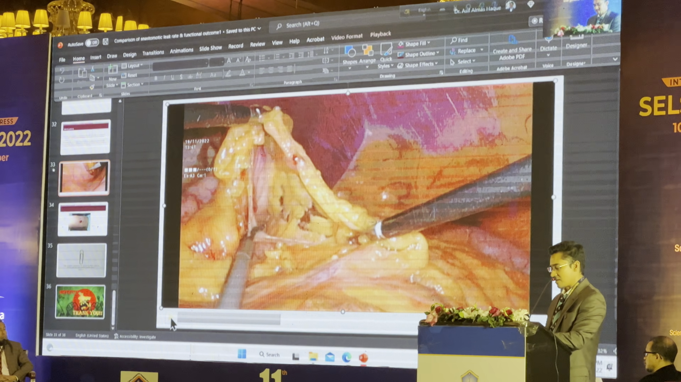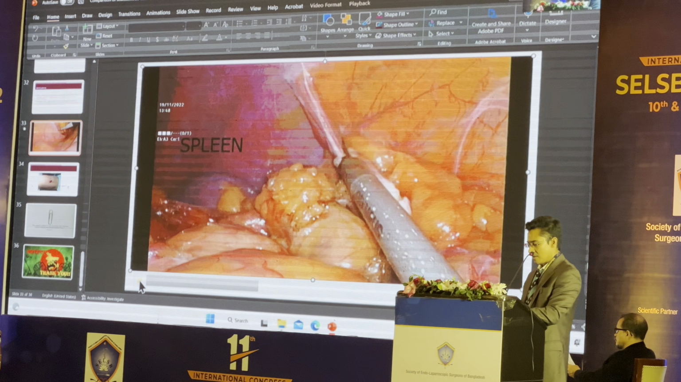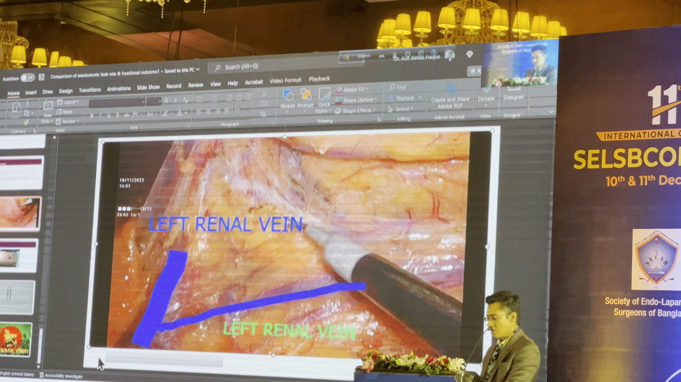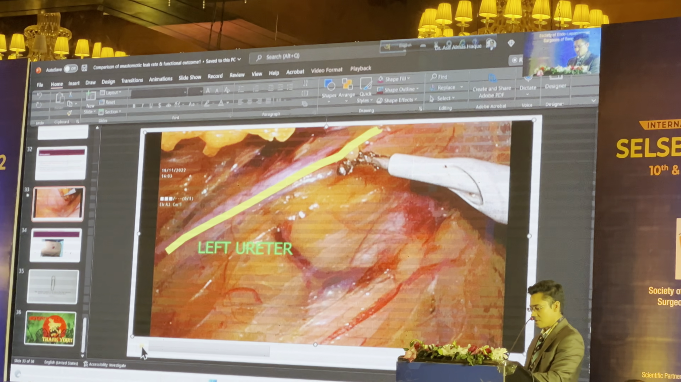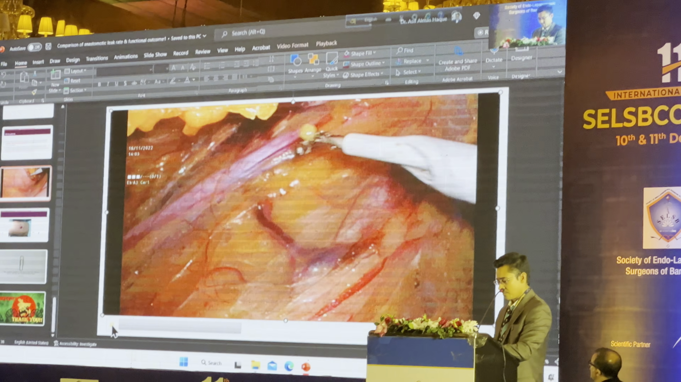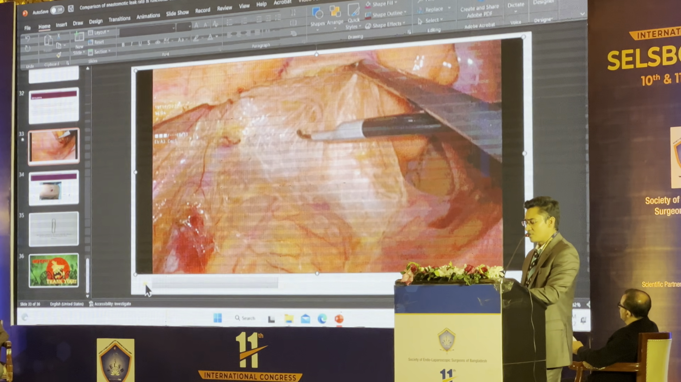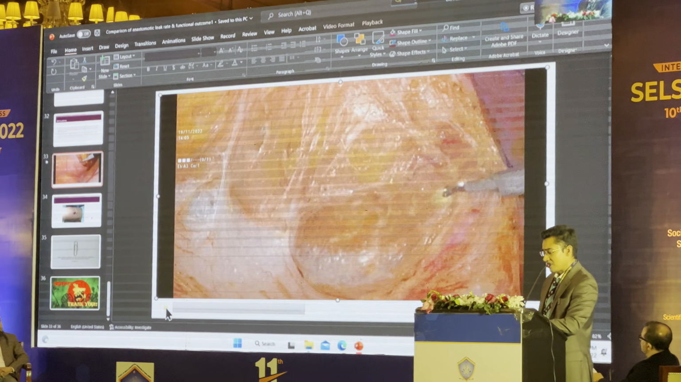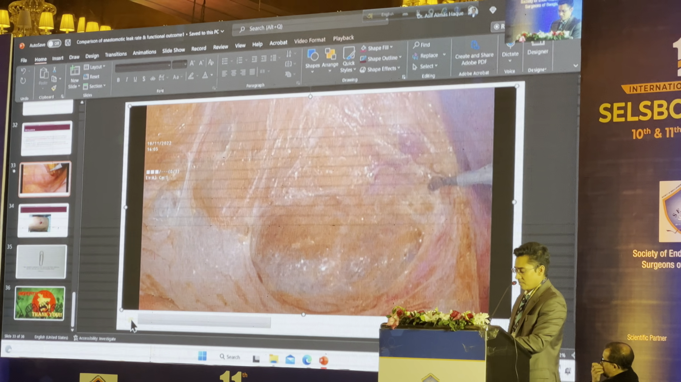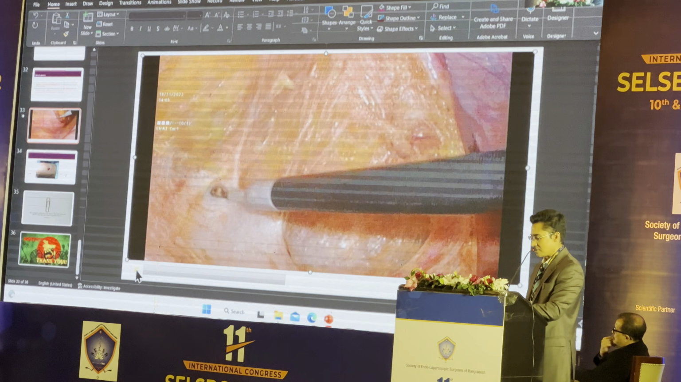Now we are entering the lesser sac by cutting the greater omentum. There is the spleen, as you can see. Here is the left renal vein, the left gonadal vein, and the left ureter. All these structures, especially the ureter, must be intact. Then we enter the holy plane, as we all know about it. There should be no bleeding. In a typical anterior resection we never use extra blood, because if you are in the right plane, no bleeding should be there. This is the hypogastric nerve, as you could see.